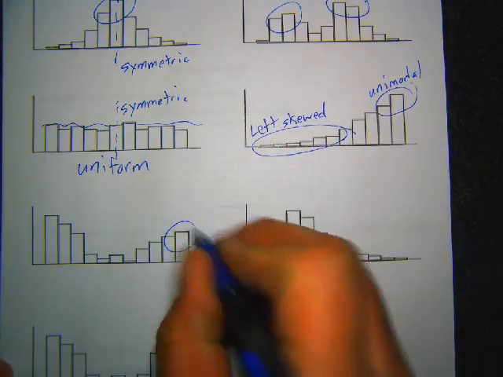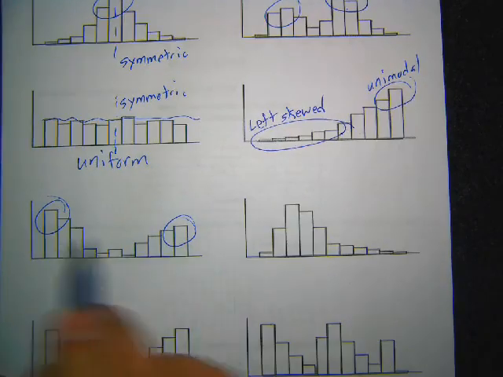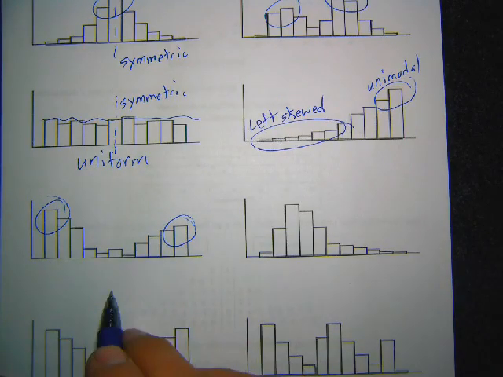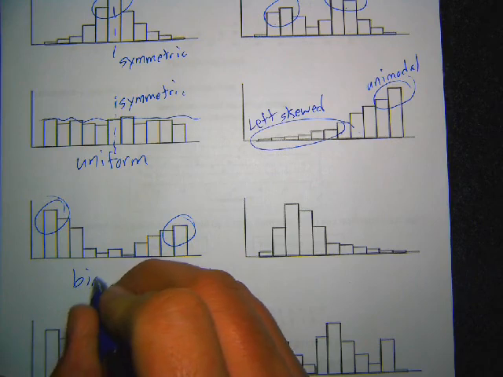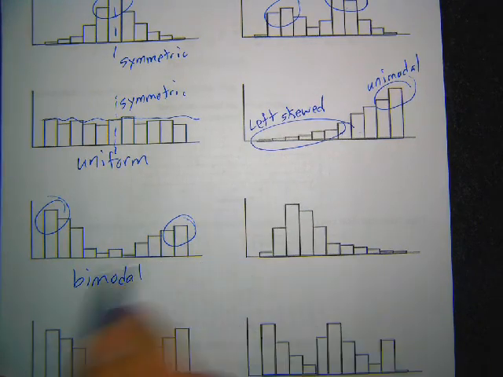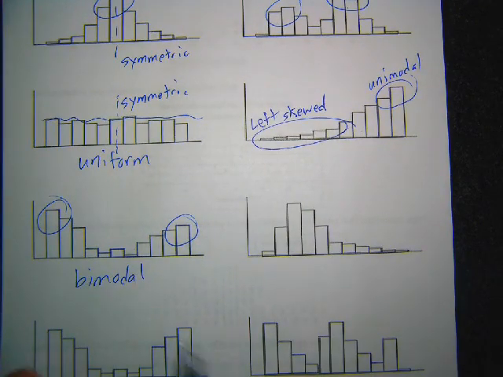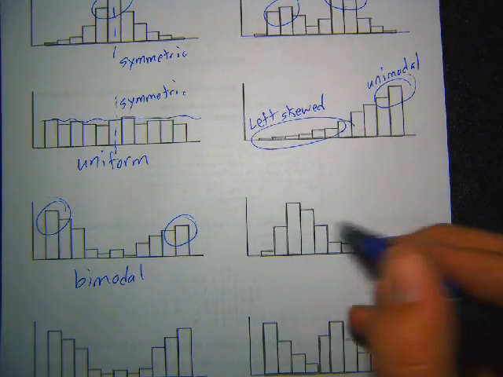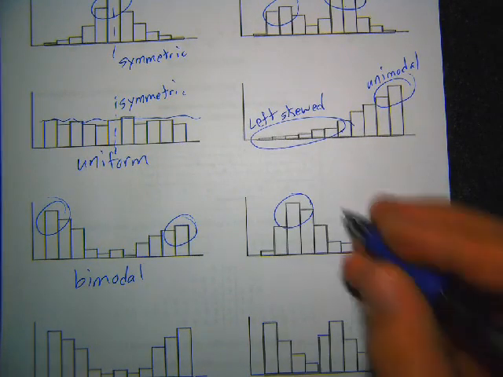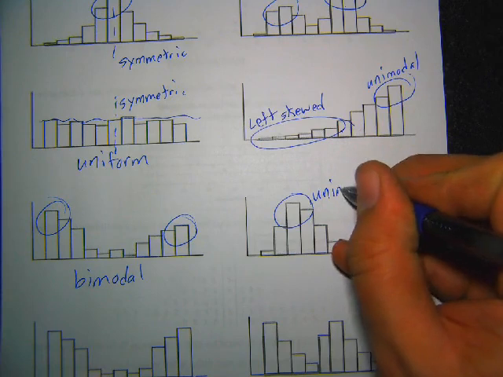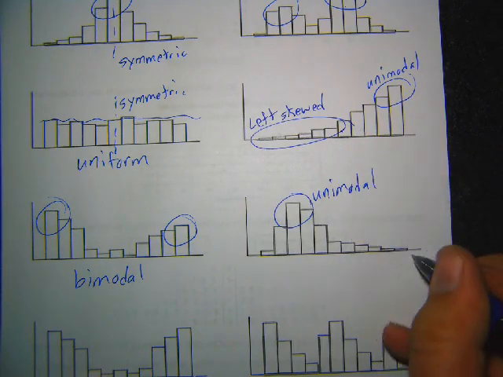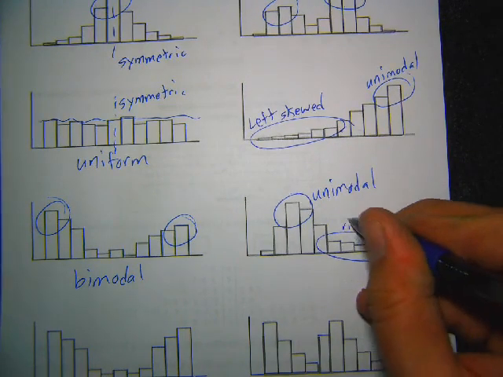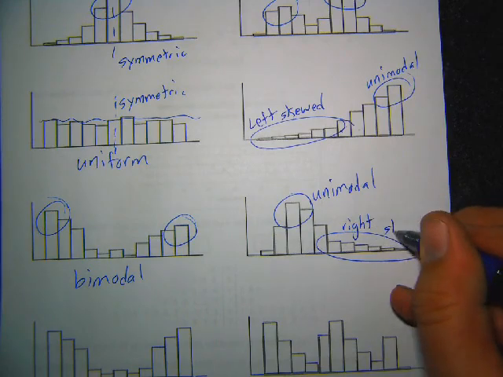Here again, we probably have a bimodal, so we call that bimodal, and we don't really have a lot to say about left skewed, right skewed, or symmetric. This one, again, has one peak, so we'll say unimodal. And over here we can see that spread, so we'll call this one right skewed.